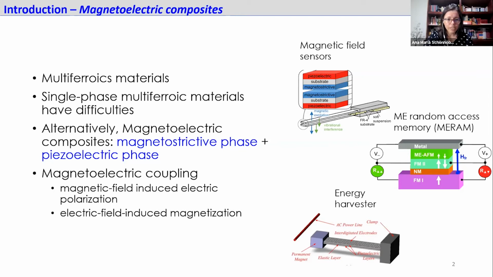Magnetoelectric coupling is characterized by magnetic field-induced electric polarization and electric field-induced magnetization. The first means polarization can be switched by a magnetic field, and the second means magnetization can be switched by an electric field. These remarkable characteristics make them suitable for different applications, such as magnetic field sensors, information storage devices, and energy harvesters.